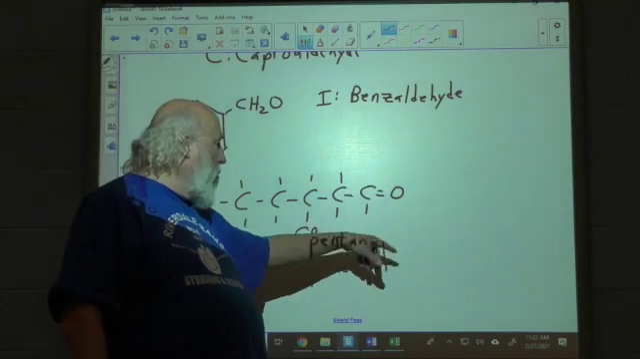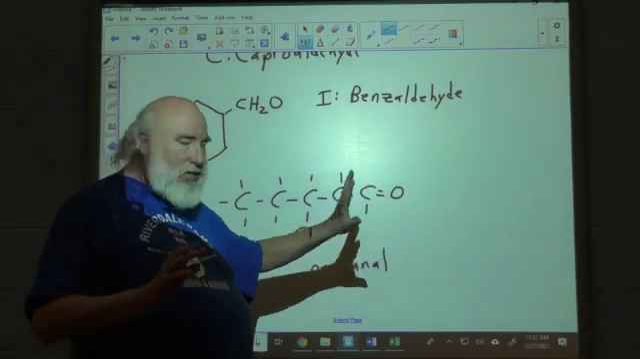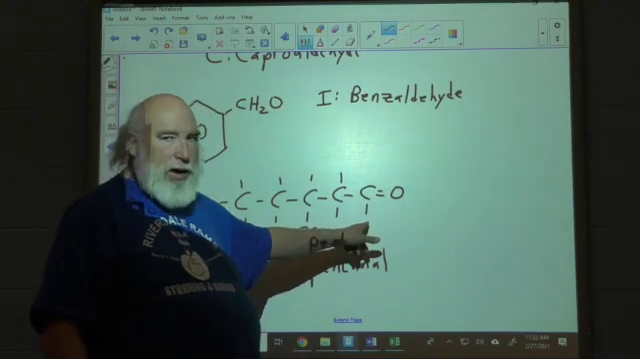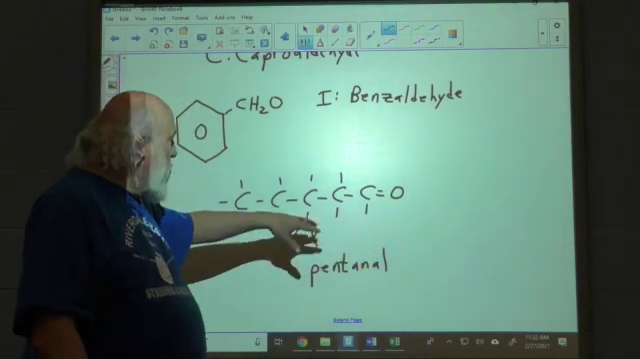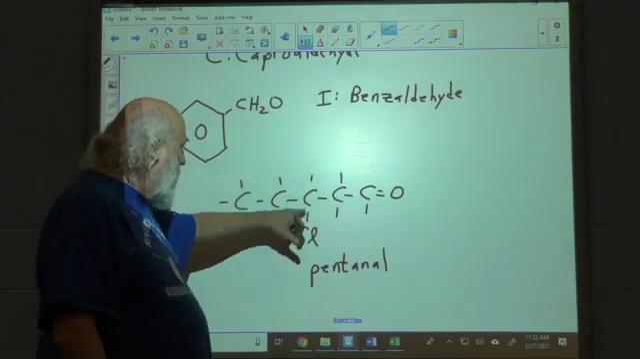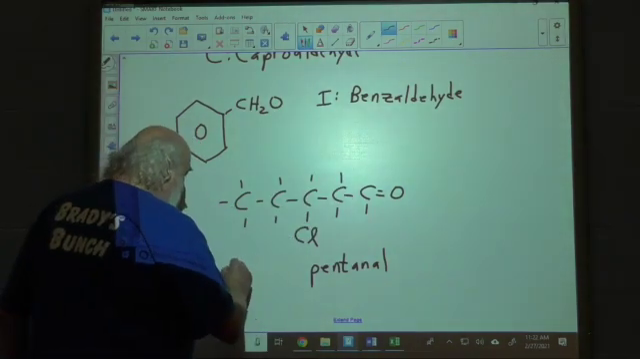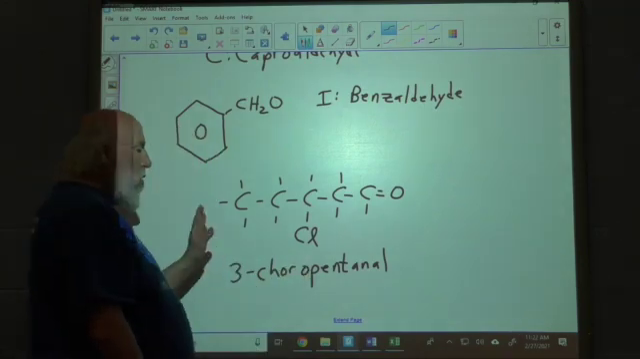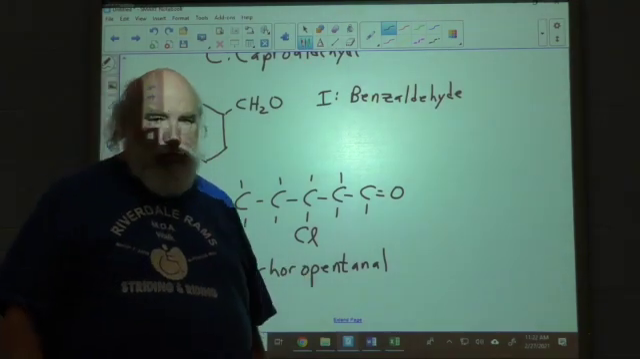So this is carbon number 1, and again, I can't emphasize this enough. You cannot put any kind of group on here. It has to be just hydrogen. So this is carbon number 1, carbon number 2, carbon number 3. So this would be 3-chloro. So all one word, 3-chloropentanal. Okay?